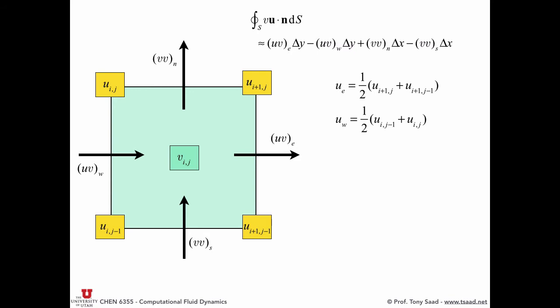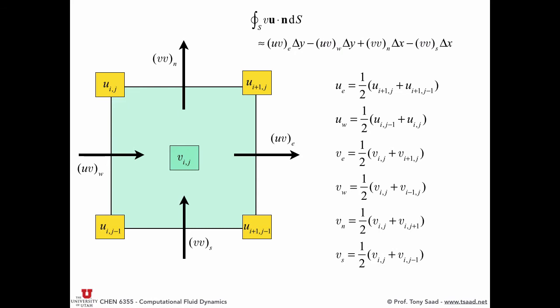Now, what is V east? Correct, yes. There's a Vi plus 1j over here, the next V control volume. And then what is V west? Vij plus the one before it, Vi minus 1j, over 2. And then we still have V north. V north is the average of this guy and that guy, the cell centers. And same thing for V south, the average of Vij and Vij minus 1.